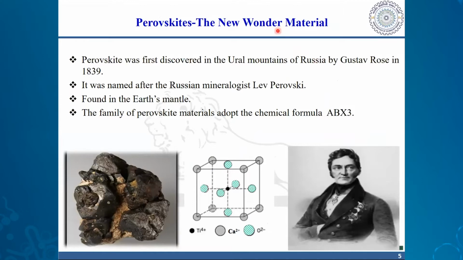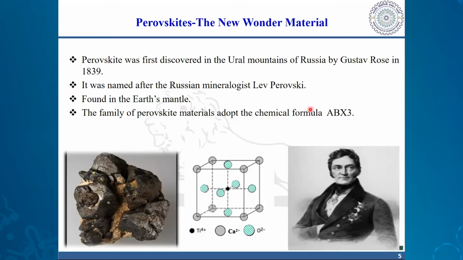Now, what is perovskite? The history of perovskites actually dates back to 1839, when in the Ural Mountains of Russia, Gustav Rose first discovered perovskite. And the person who identified its crystal structure was Lev Perovski. He was a Russian mineralogist, and according to his name, the material is called perovskite. And this material is found in abundant quantity in the Earth's mantle.